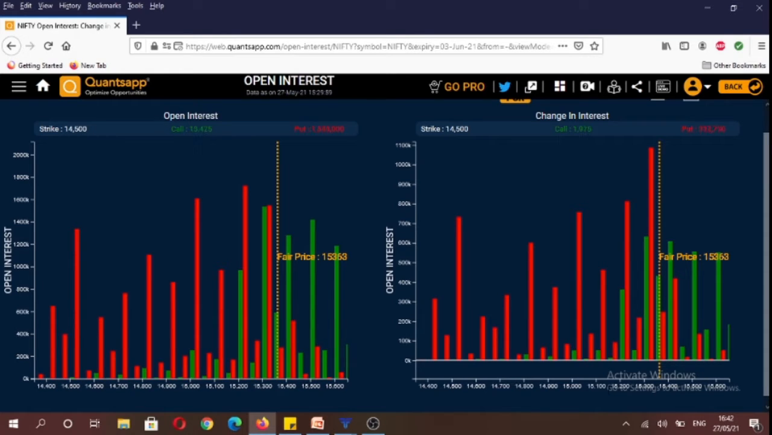And if you were to see the change in open interest data, what happened intraday today, you will see that the highest amount of puts were written at the 15,300 strike and the highest amount of calls were written at the 15,400 strike. So it gives us an overall broad range for the index of approximately 300 points, between 15,500 and 15,200 levels.